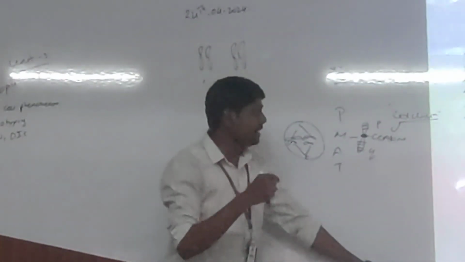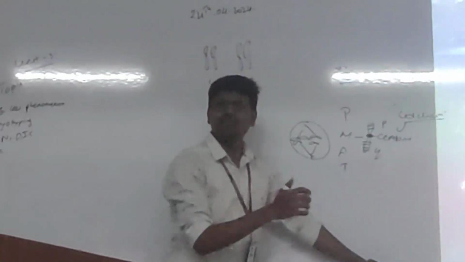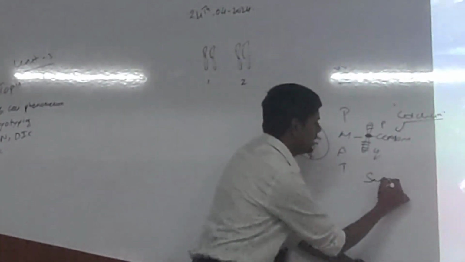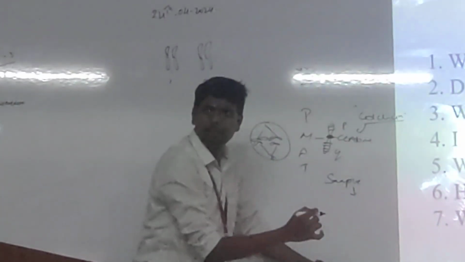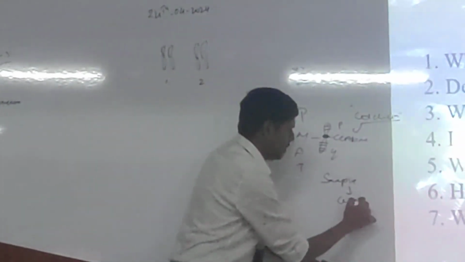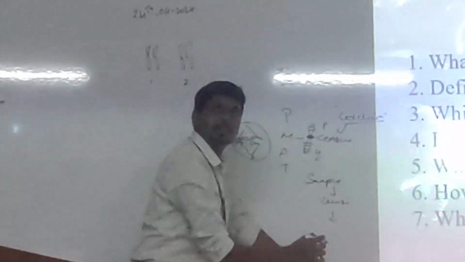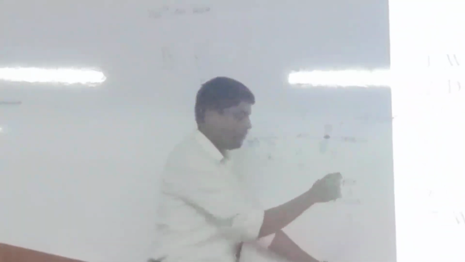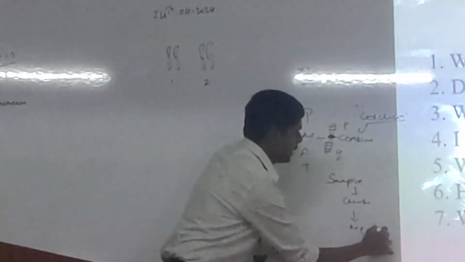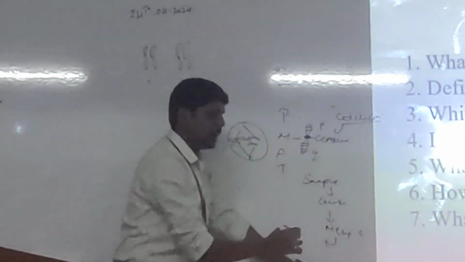Then what are the steps in karyotyping? First we collect the sample. After sample collection, what did we do? Culturing. Very good. After culturing, metaphase arrest by colchicine. Then harvesting.